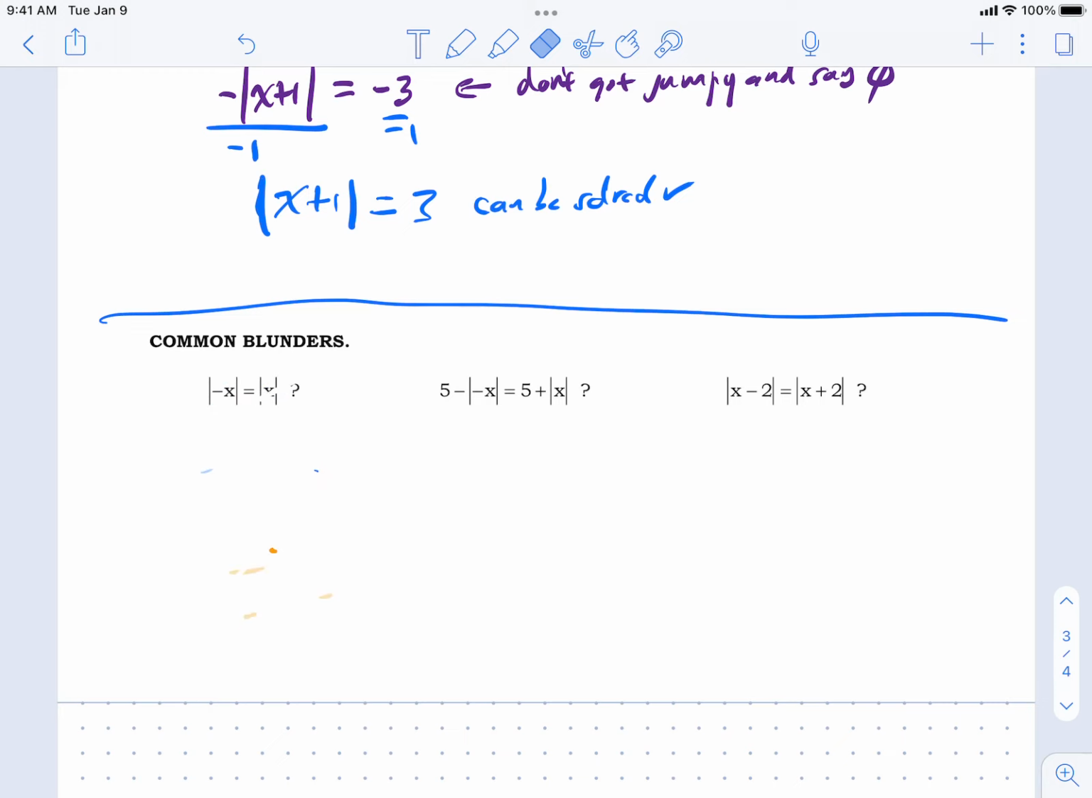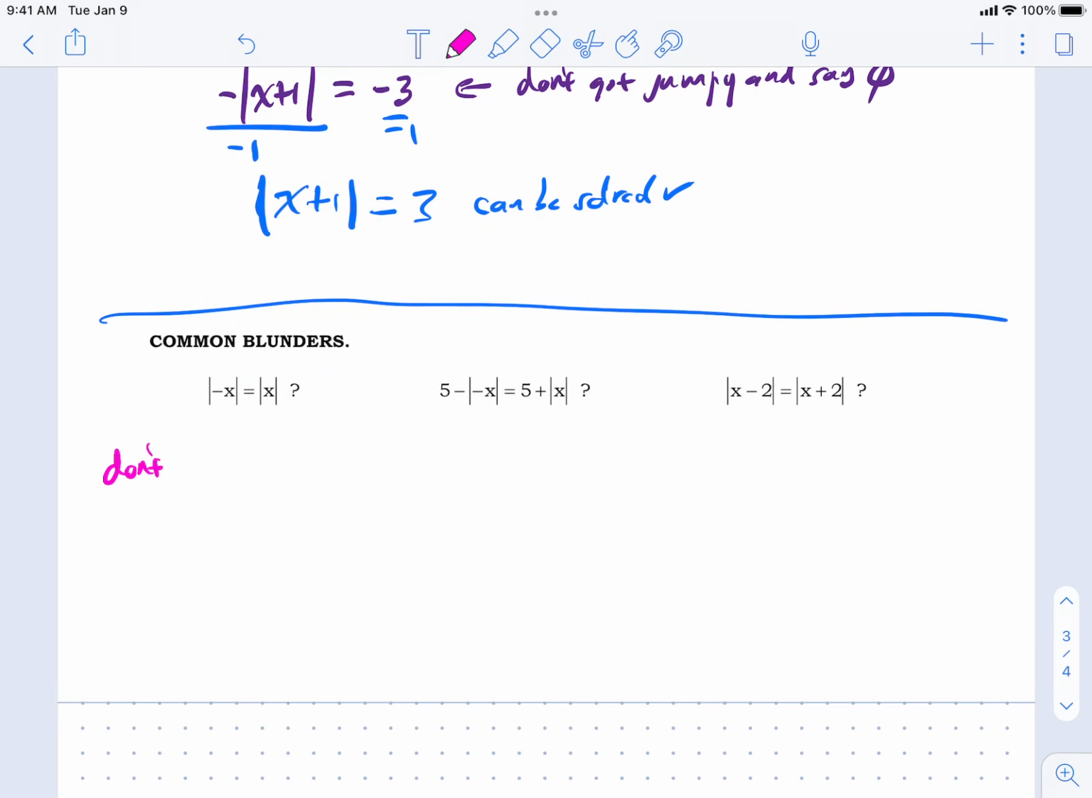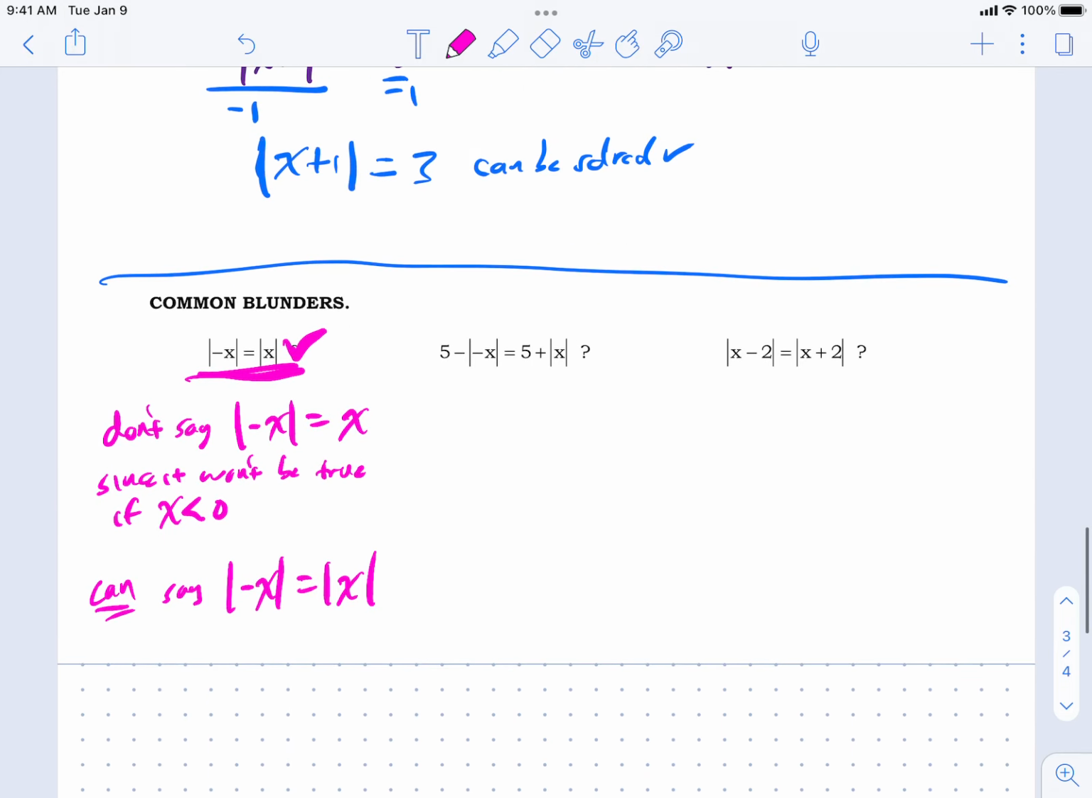So what I will say here then, I will summarize this idea in fuchsia: don't say that the absolute value of -x is x, since it won't be true if x is some negative number. You can say that the absolute value of -x is the absolute value of x. That part works okay. This is the part that doesn't work okay. So be careful about doing that. Please don't do that.